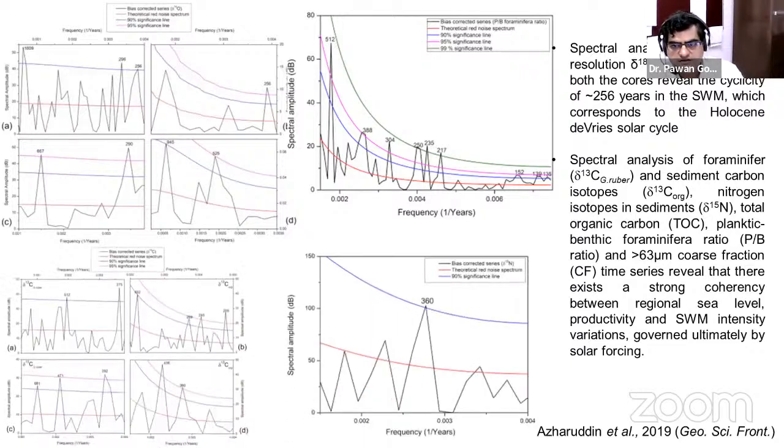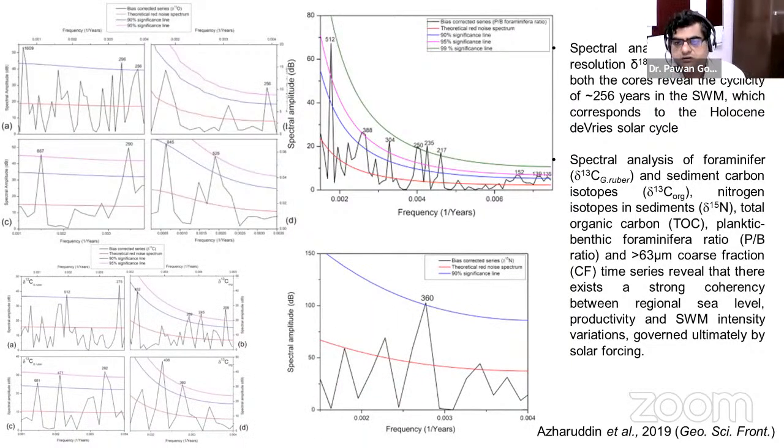And then we have done spectral analysis on the Ruber data set. This data set is from Azerbaijan 2019, in which we have got a 256 years cycle in the southwest monsoon intensity, which is the De Vries solar cycle. Up to now, in many records we have gone for only delta 18 records to prepare the periodicities, but in this data set we have taken many data sets, and then we come to know that 256 years cyclicity is there in the Eastern Arabian Sea.